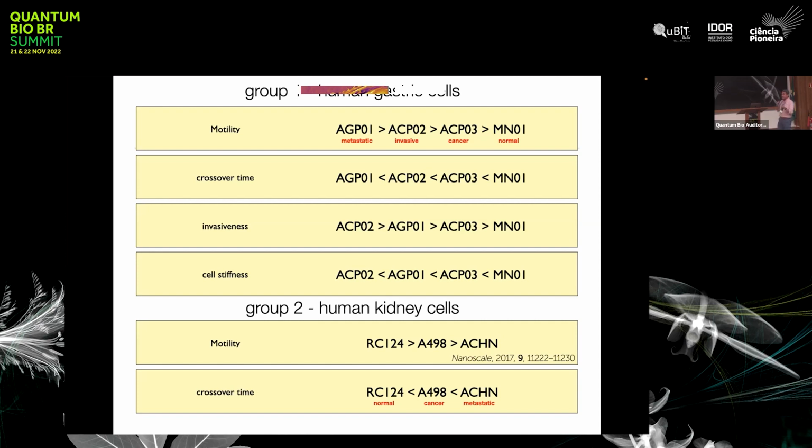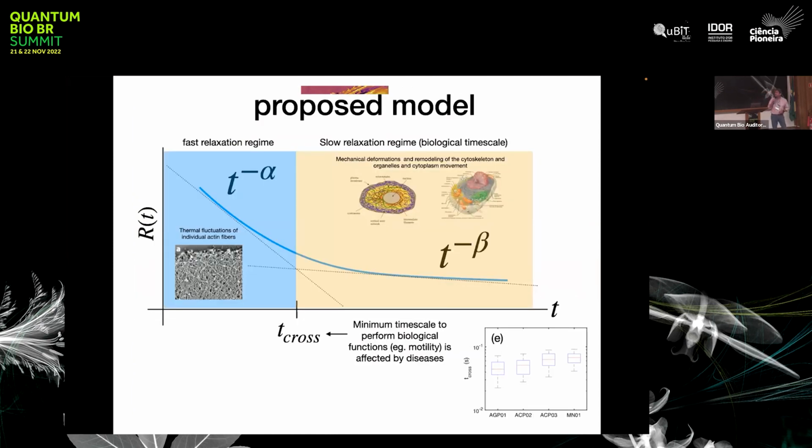But we also had the group of kidney cells. We did not perform all these experiments, but for the motility, we were able to find a motility study of the same cells. And again, we found perfect correlation between mechanical properties and the aggressiveness of the cancer, but now in light of a time-dependent relaxation of the mechanical properties. So in that paper, we proposed a model. This is a double power law relaxation function.